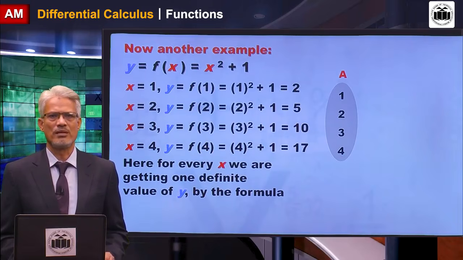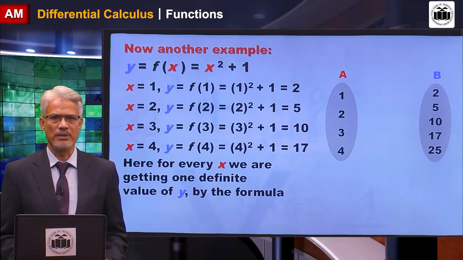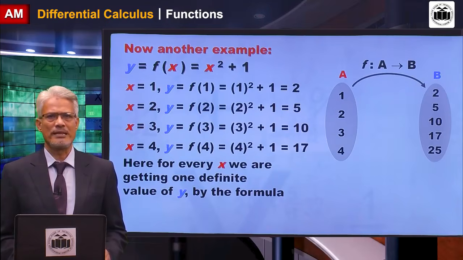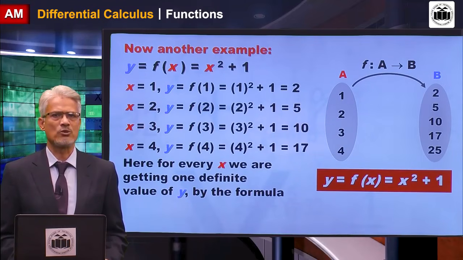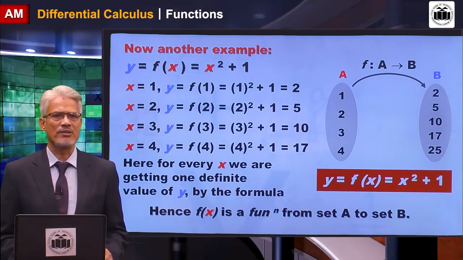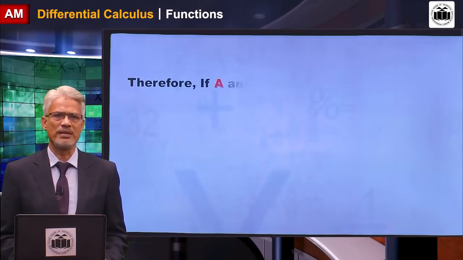Suppose 1, 2, 3, 4 are the elements of the set A, and 2, 5, 10, 17 and 25 are the elements of the set B. For every value in A, we are getting a different value of y in B. For 1, we are getting 2. For 2, we are getting 5. For 3, we are getting 10. For 4, we are getting 17. That means for every x, we are getting one different value of y by the formula y is equal to f(x) is equal to x square plus 1. Hence, f(x) is a function from set A to set B.